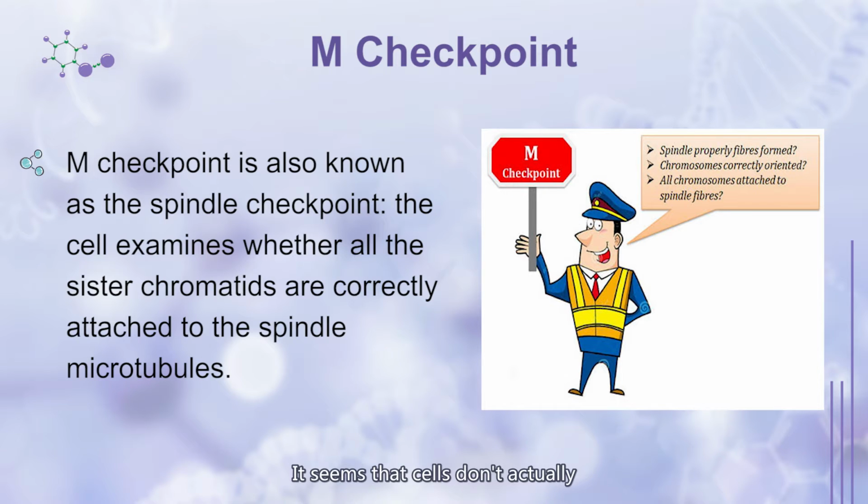It seems that cells don't actually scan the metaphase plate to confirm that all the chromosomes are there. Instead, they look for straggler chromosomes that are in the wrong place, for example, floating around in the cytoplasm. If a chromosome is misplaced, the cell will pause mitosis, allowing time for the spindle to capture the stray chromosome. The M checkpoint thus prevents the incorrect sorting of chromosomes.